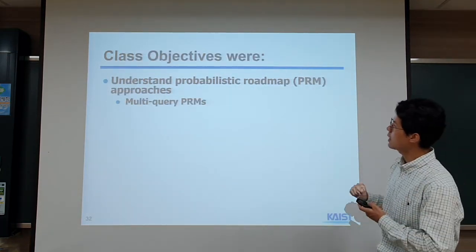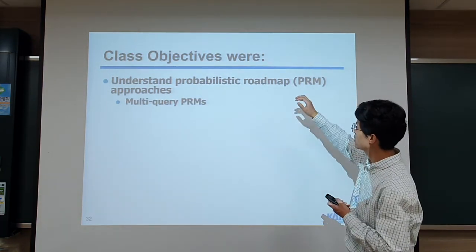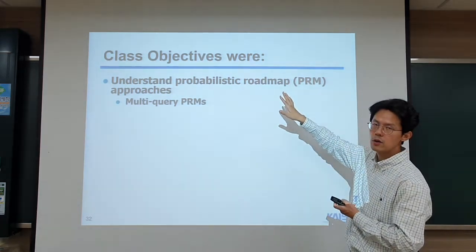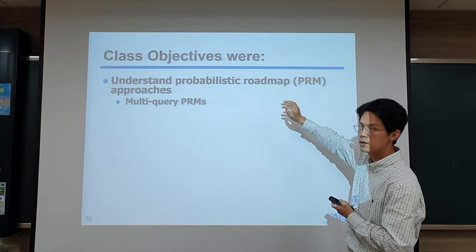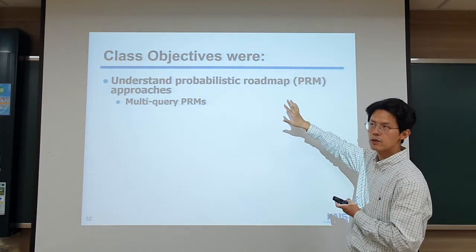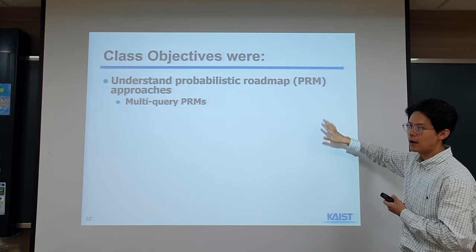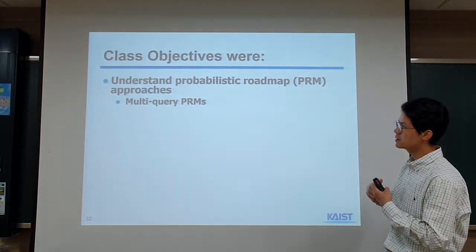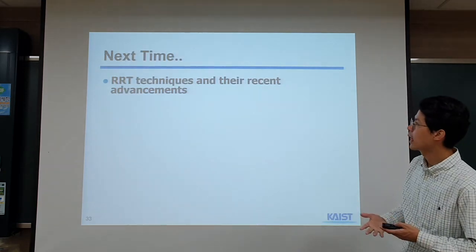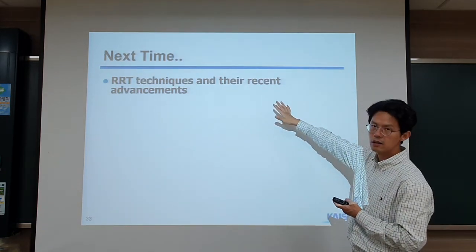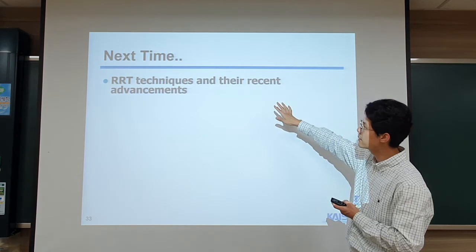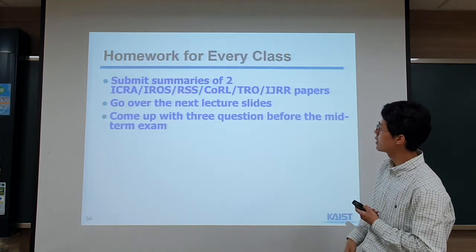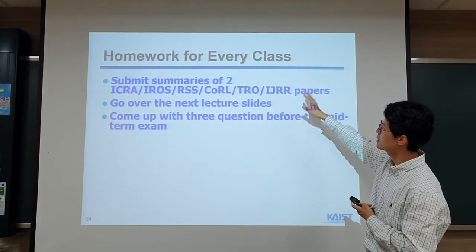So far I talked about the basic concept of the probabilistic roadmap. Mainly I talked about the simple technique with uniform sampling. Also, I talked about resampling. Also, I talked about some of the more complicated techniques utilizing this visibility domain. And next time I will talk about another probabilistically complete technique known as the RRT technique, and some other recent techniques.